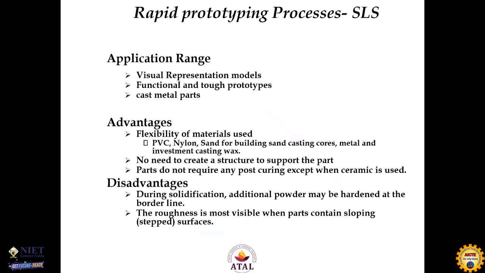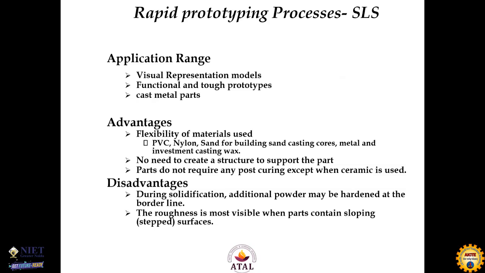There is a wide application range for SLS: visual representation models, functional and tough prototypes, and cast metal parts that we can create using selective laser sintering. There are different advantages of this technology, such as flexibility of materials. You can use PVC, nylon, sand for building sand casting cores, metal, and investment casting bags.